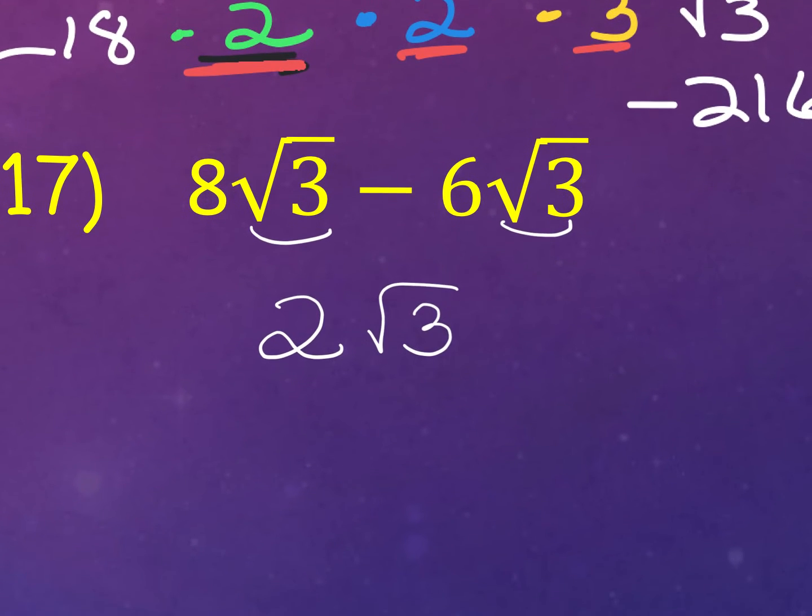Sort of think of this as being 8x minus 6x, and then when you subtract something like that, you would get 2x, where x is really your radical. So treat radicals when you add and subtract like variables. All you're going to do is add and subtract the coefficients. Let's try some more. Again, all we're doing is just practicing all of these skills.